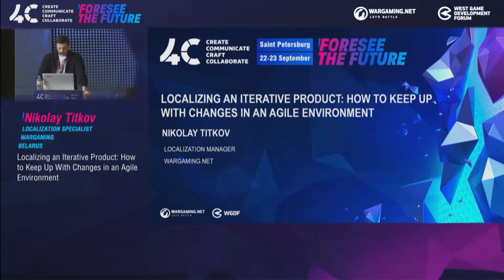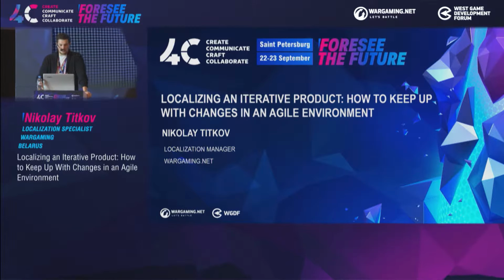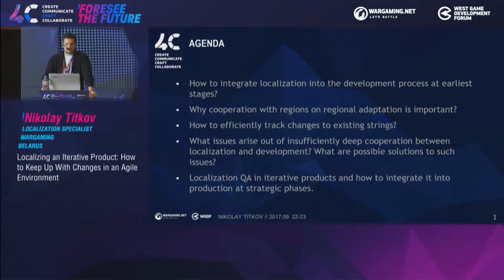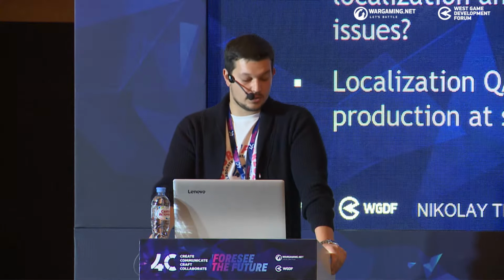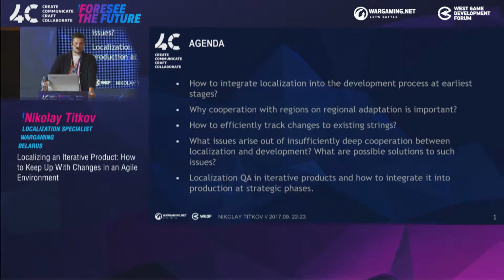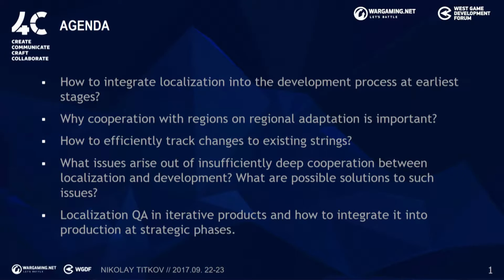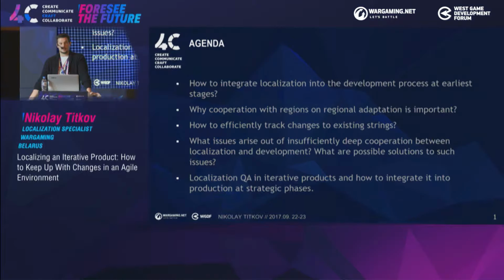Within this speech, I will try to cover five main things about localization at all and localization of an iterative product in particular. The things are: integrating localization into the development process at the earliest stages, then cooperation with regions, tracking changes to existing strings, issues that arise from bad and insufficient cooperation between development and localization, and the last one is Localization QA. Obviously, this section is actually the QA section, so I cannot just not talk about Localization QA.